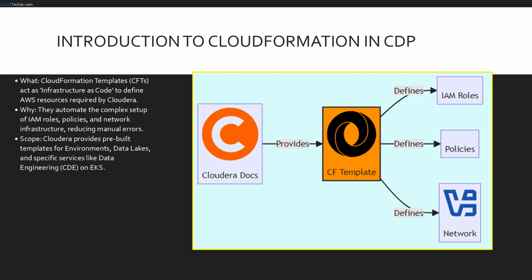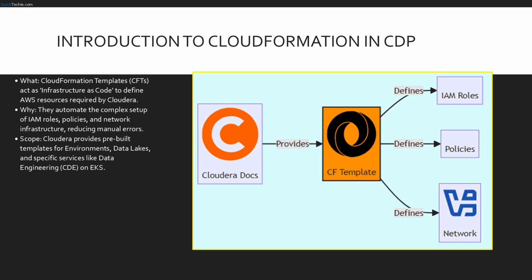CloudFormation templates are JSON or YAML files that describe the AWS resources Cloudera needs to operate in your account. Instead of manually clicking through the AWS console to create roles, policies, and VPCs, you use these templates to provision everything consistently. We use them primarily to establish the identity layer, specifically the IAM roles that allow the Cloudera control plane to communicate securely with your AWS account. This automation is critical for ensuring that all permissions are correctly configured before you even attempt to register an environment.